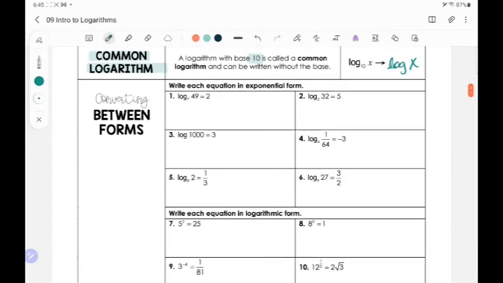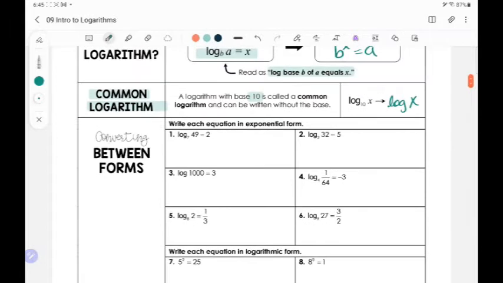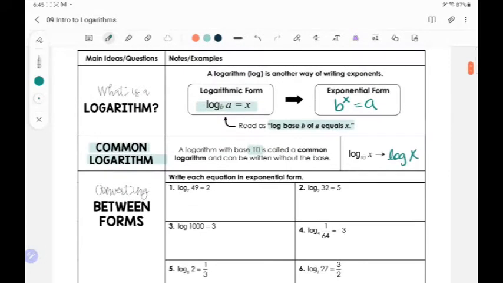So coming down first, we're going to convert between forms. Let's change it from logarithmic form into exponential form. Looking at the first one, the base is 7, the exponent is 2, and it equals 49. You can test this because does 7 squared equal 49? Yes, it does.